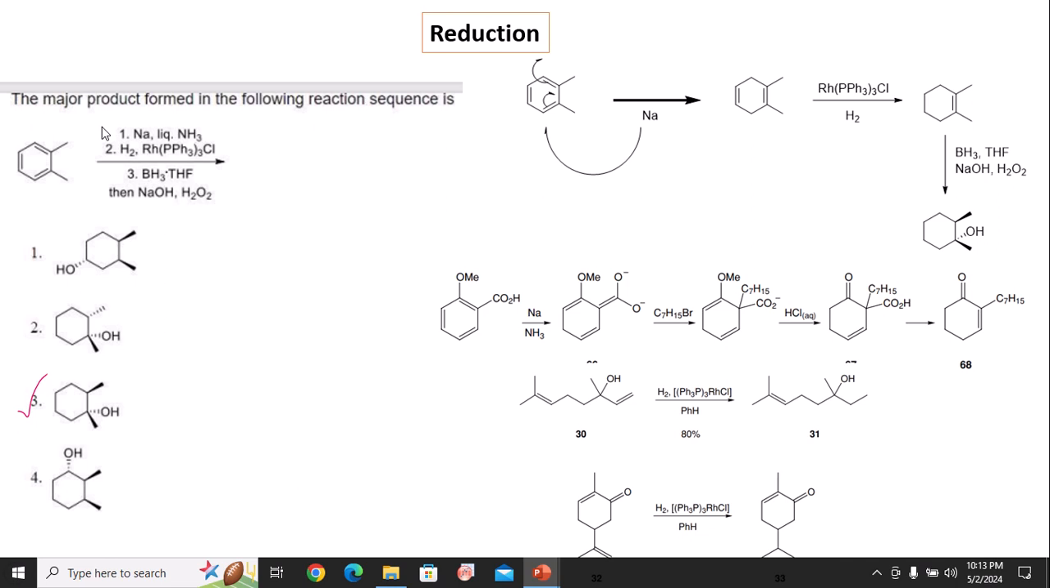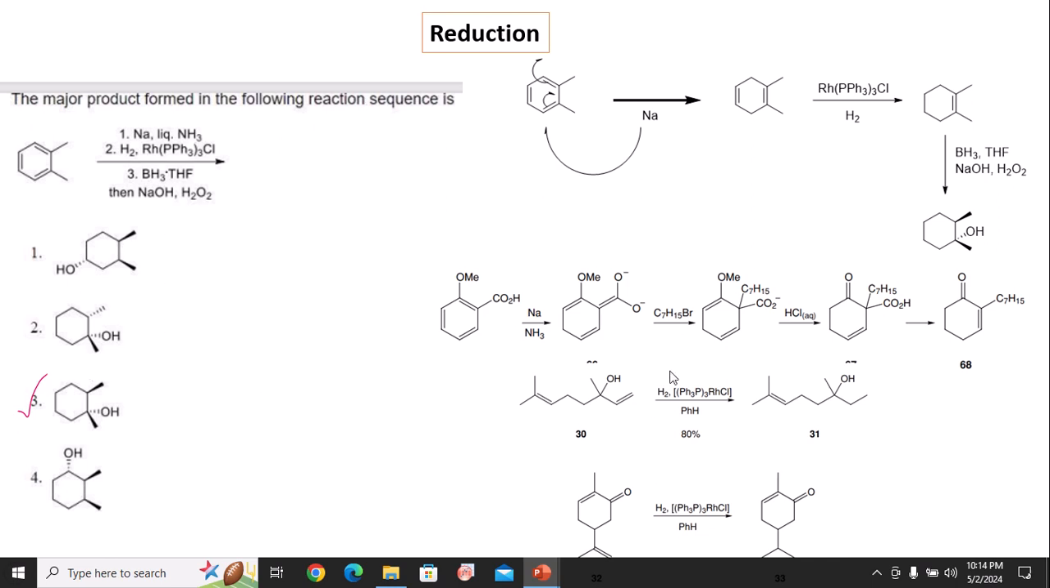The next problem is the reduction problem, where sodium in liquid ammonia produces the partially reduced product. That is, the Birch reduction takes place, and after the Birch reduction, Wilkinson's catalyst is used for the reduction, and here the less hindered alkene is reduced compared to the more hindered alkene, and then the more hindered alkene undergoes hydroboration to give the corresponding alcohol. So the correct option is option 3.